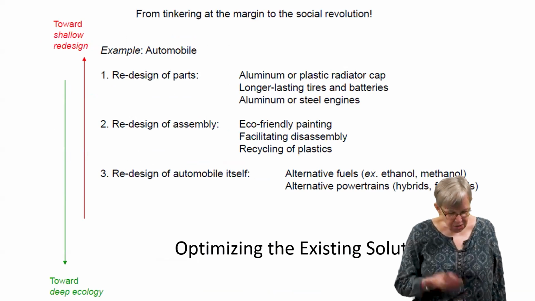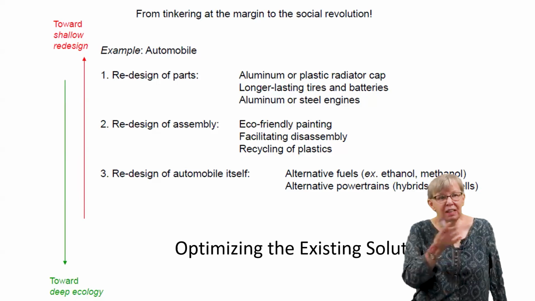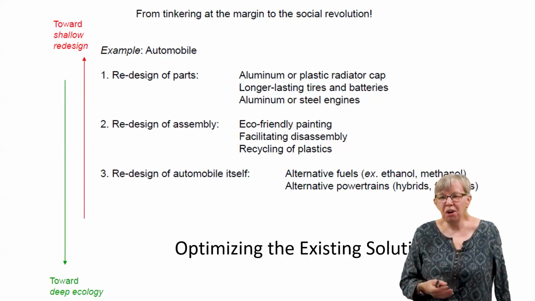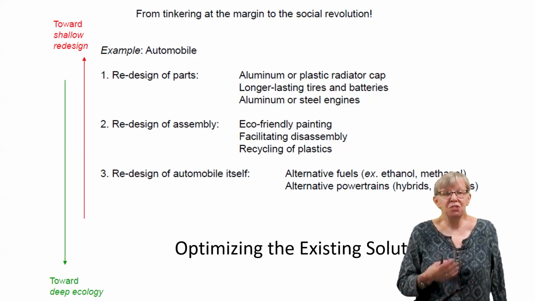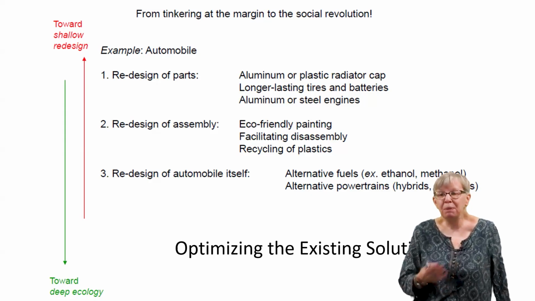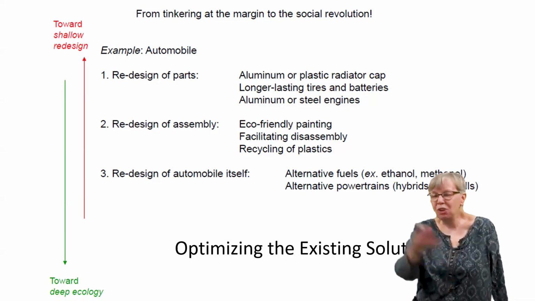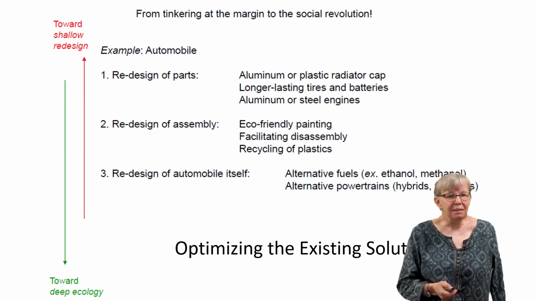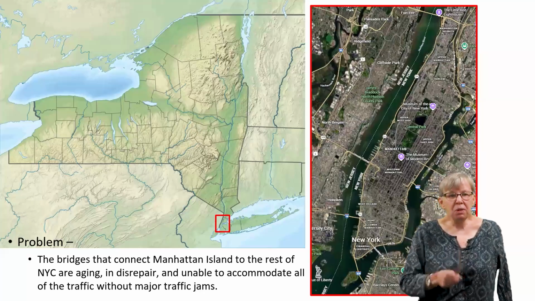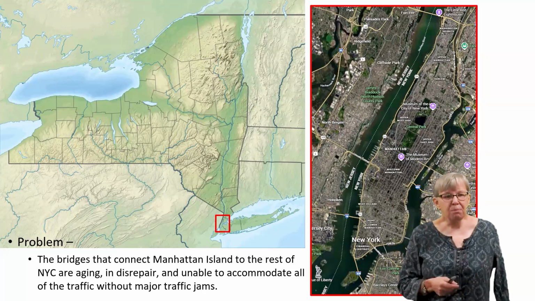All right, so the tinkering, like redesigning the parts, then making it more energy efficient, that's all part of optimizing, but it's still an automobile that often one person gets in and drives around and congests the road. So it's still optimizing the existing system. So we're going to do another breakup and thinking project here.